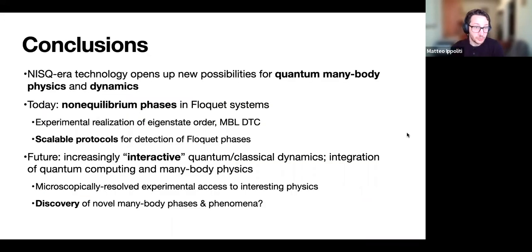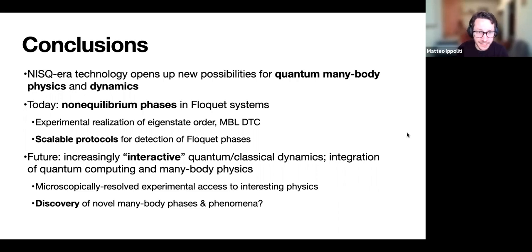So just to recap and to conclude, I've argued that NISQ era technology opens up some new possibilities for quantum many-body physicists and for problems in dynamics and strongly interacting matter that would not be easily accessed on more traditional condensed matter platforms.